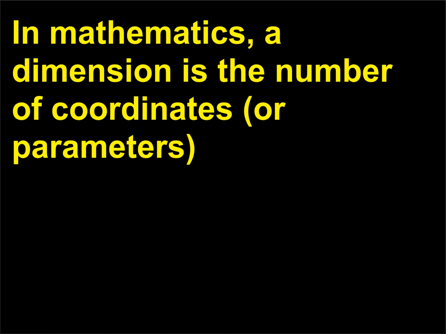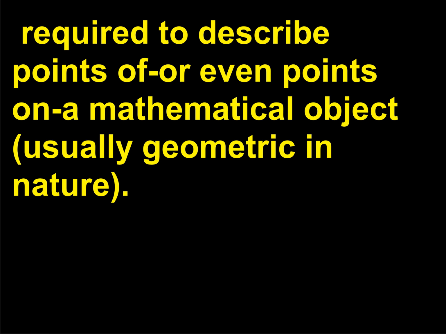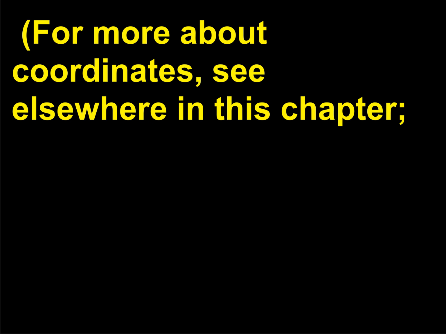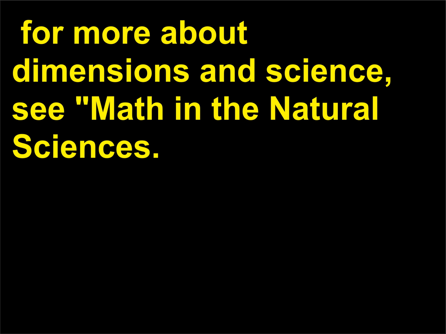In mathematics, a dimension is the number of coordinates, or parameters, required to describe points on a mathematical object, usually geometric in nature. The dimension of an object is often referred to as its dimensionality. For more about coordinates, see elsewhere in this chapter. For more about dimensions and science, see Math in the Natural Sciences.